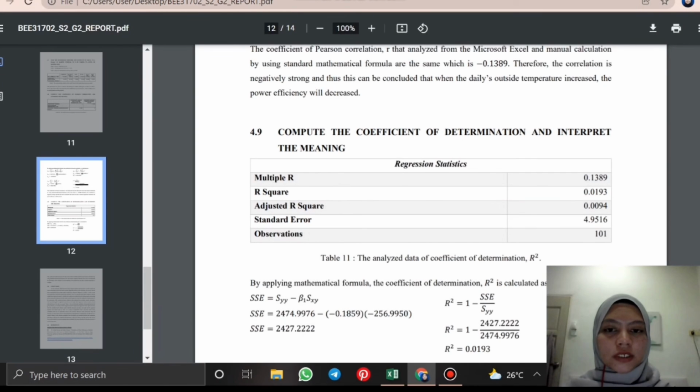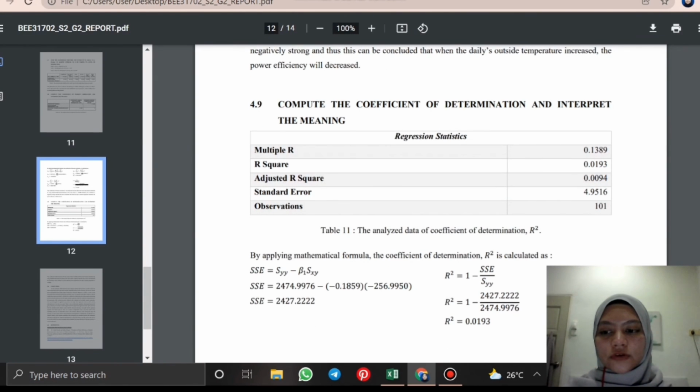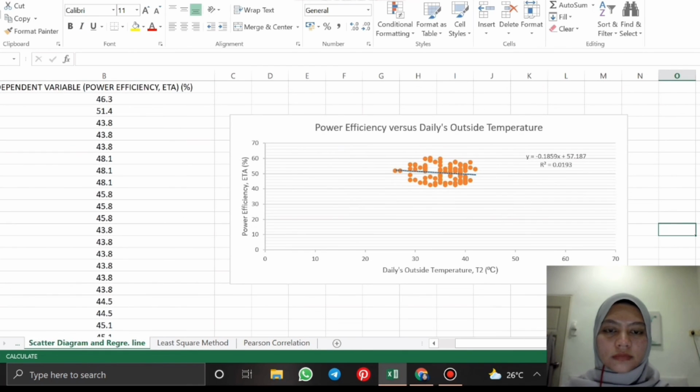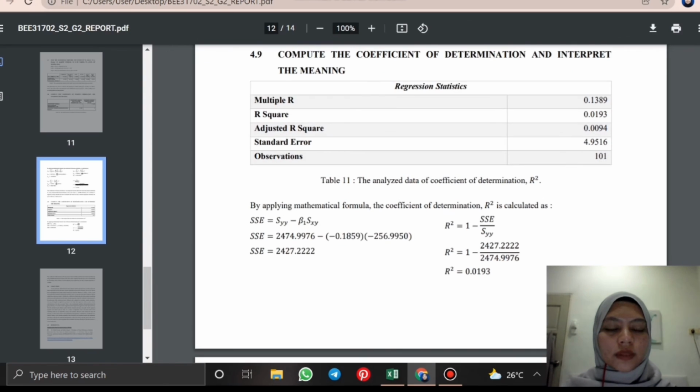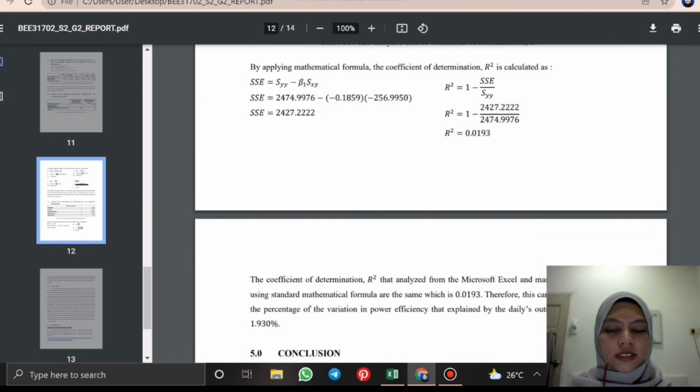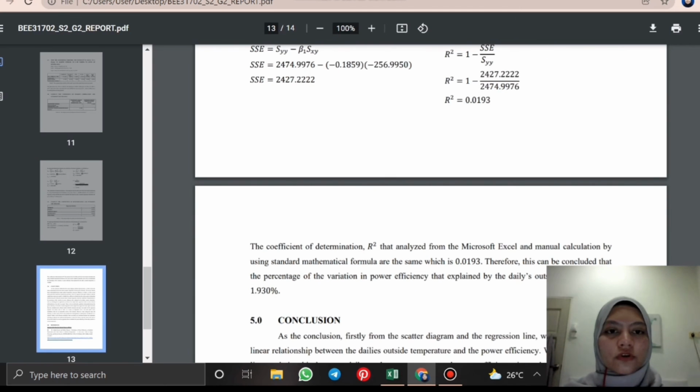Next, we proceed with I, which is to compute the coefficient of determination and interpret the meaning. This is the value that we got from Excel. From the graph in Excel, as you can see, we got r squared equals 0.0193. Then we proceed to calculate the data manually, and we got r squared equals 0.01932. So we got the same data both manually and from Excel.